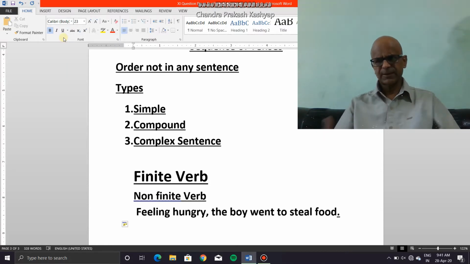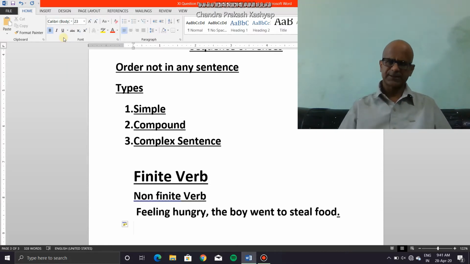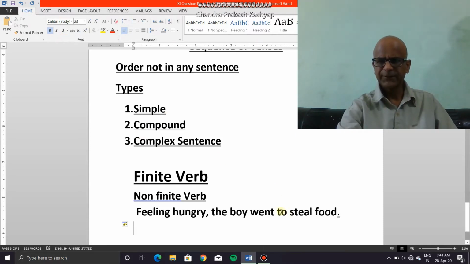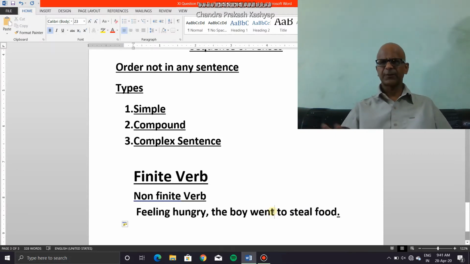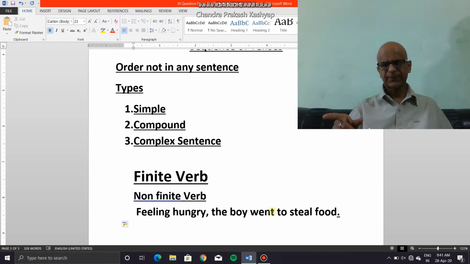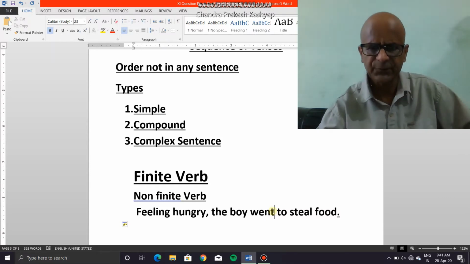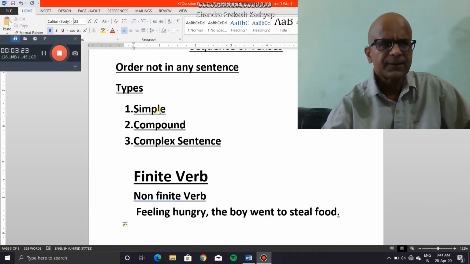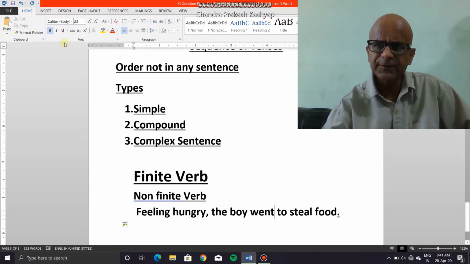Okay, let's first go back and find out a phrase. A phrase, as I said, does not carry a finite verb. So, feeling hungry is a phrase in this particular sentence. This particular phrase has a non-finite verb, feeling. Feeling does not tell you the tense here. The word went tells you the tense. How? Because I know that the action described in the sentence took place in the past, and the word which tells me that this action took place in the past is went. So, went is the only finite verb here.